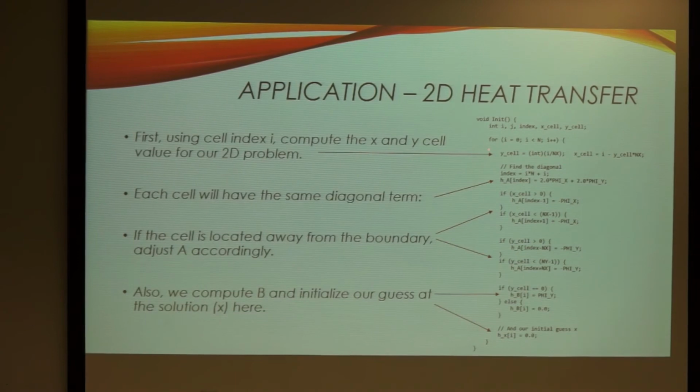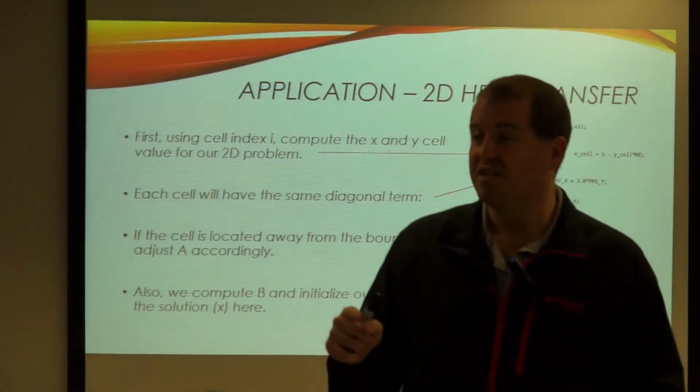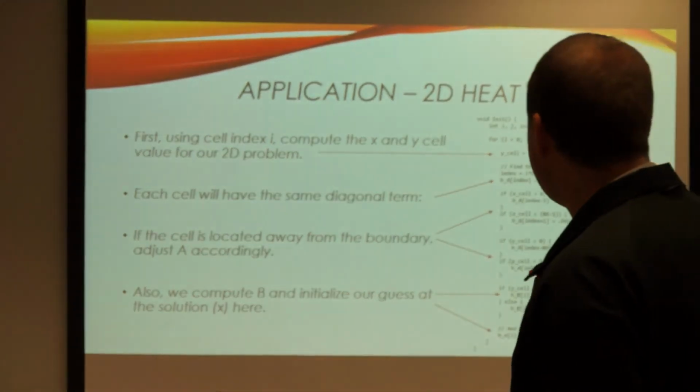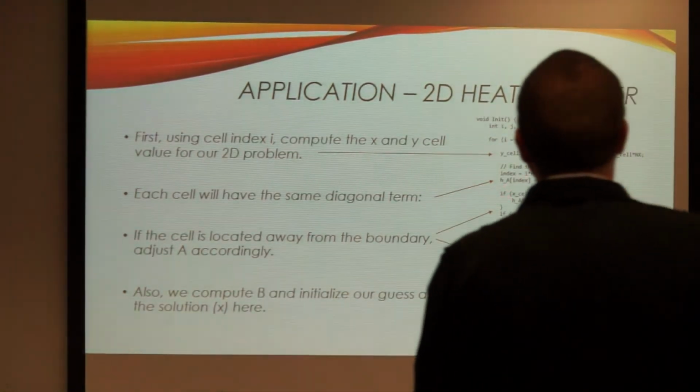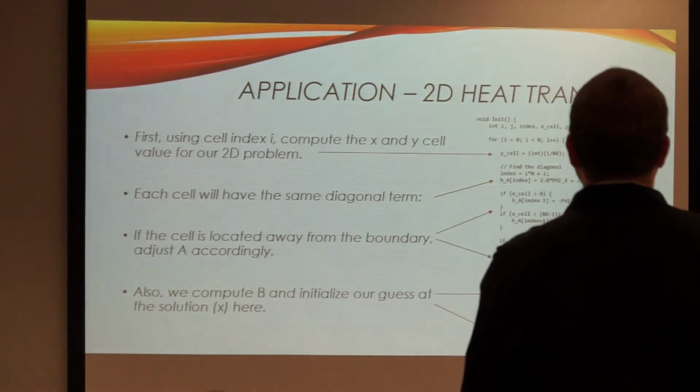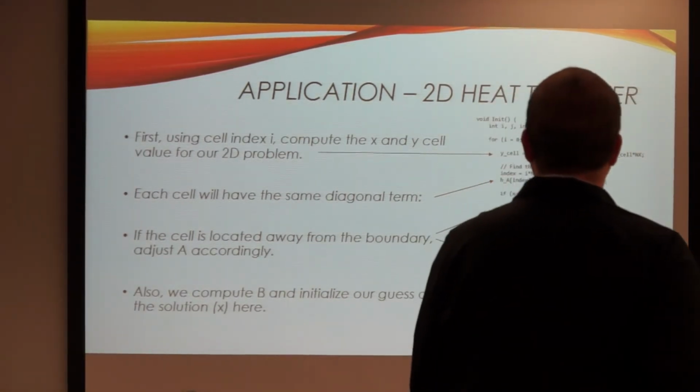It's a 2D problem, so we need to work out what the x and y cell are. We compute the diagonal term as 2 times phi x plus 2 times phi y. Phi x is going to be theta divided by dx squared. Phi y is theta divided by dy squared. Then we need to work out our boundary conditions. Those are here, and here.